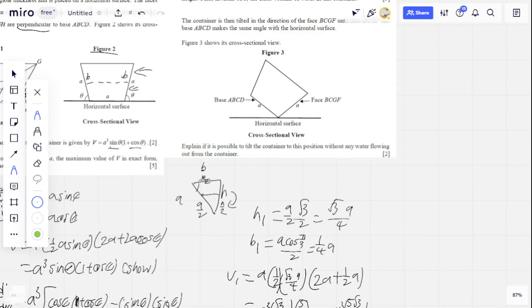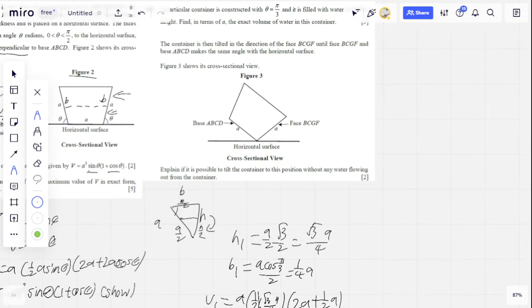Now, explain if it's possible to tilt the container to the position for any water flowing out from the container. Alright, so what did it tell us? Before that, because it's kind of weird right now. Oh, it makes the same angle with the horizontal surface. You know that this was pi over 3.